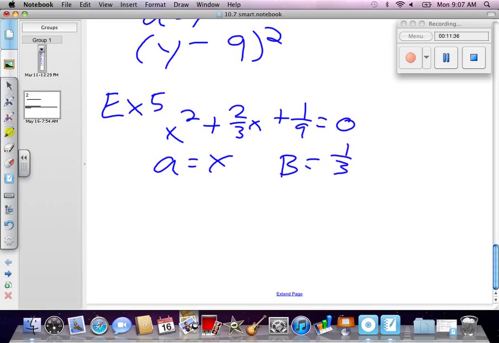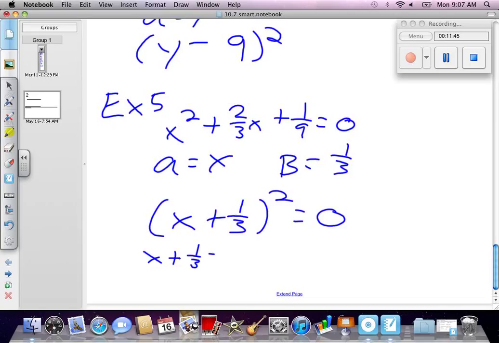So we just have x plus 1/3, the whole thing squared, equals 0. So we get x plus 1/3 equals 0. So we get x equals negative 1/3.